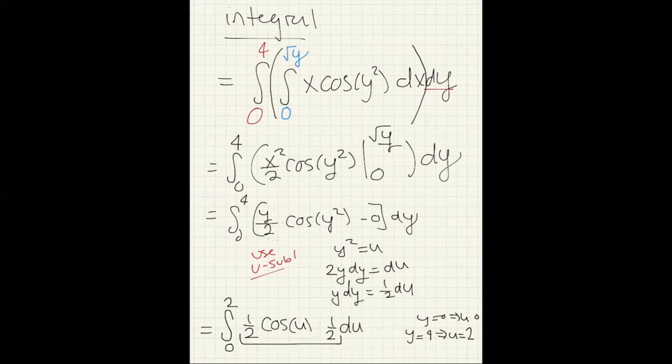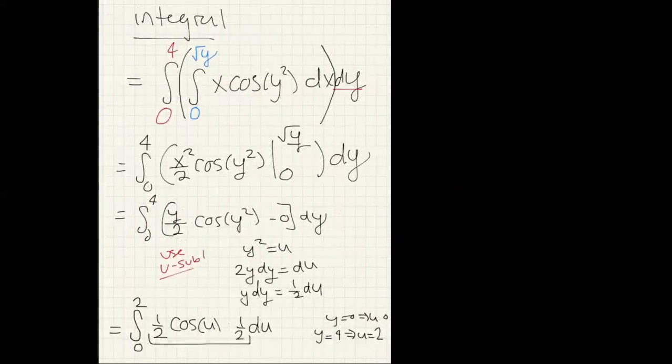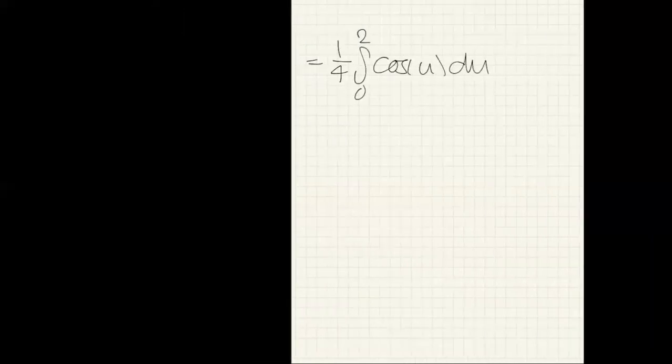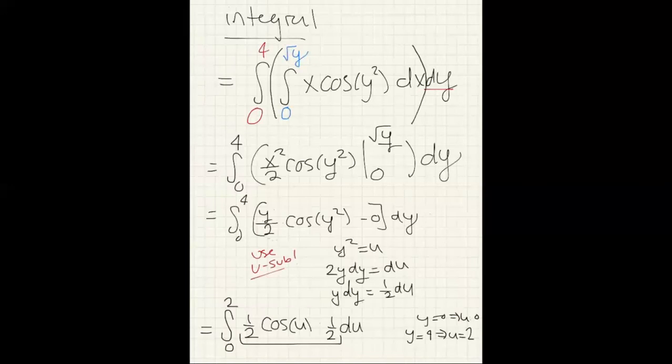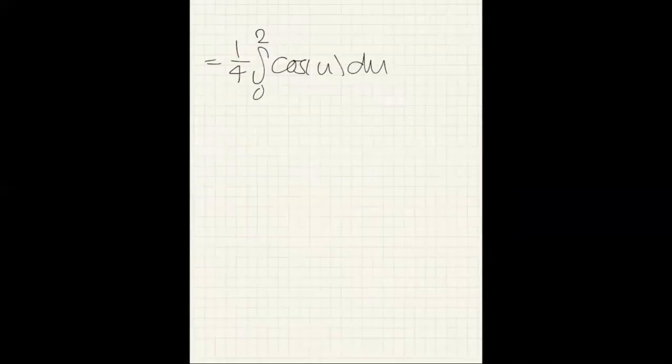This is pretty easy. If you already know how this is going to go, you can finish the video right now, but just for completion, I'll do it. I'm gonna pull that 1/2 and 1/2 out as a fourth. This is 1/4, the integral from 0 to 2 of cosine of u du. Let me just make sure that's everything. Yeah, the quarter, 1/2 and a half, 0 to 2, and cosine of u du.